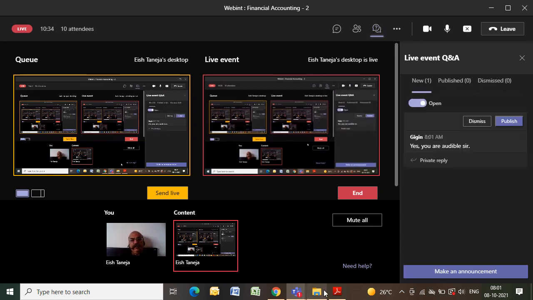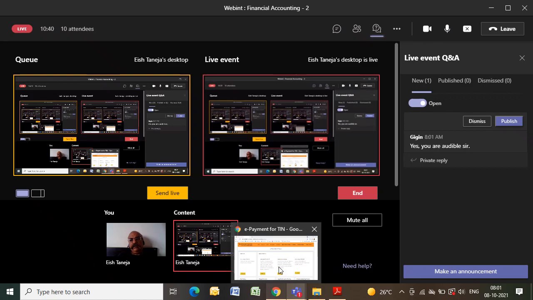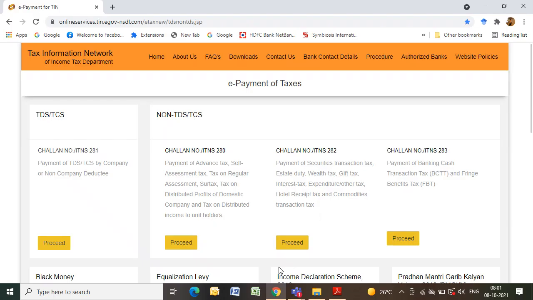Okay, thank you. So I'm going to show you a couple of things today. Last time I was not able to show because I was showing a presentation or a document only. So this is something which I wanted to show you, that when you make a payment of TDS on monthly basis, TDS generally is paid by 7th of the month. And if I don't pay the TDS, then I have to pay interest on that.